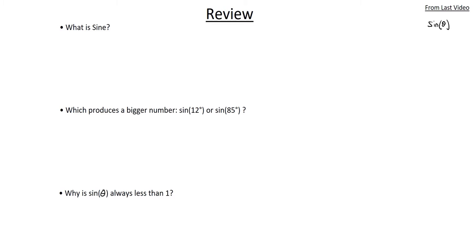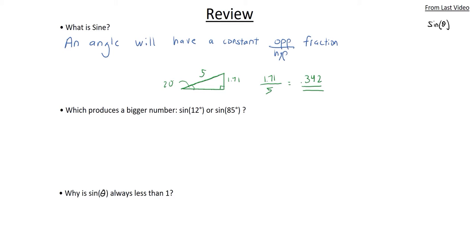Well, you might say something like this. Sine is the observation that an angle has a constant opposite over hypotenuse fraction. All that means is that the opposite side divided by the hypotenuse side of an angle such as 20 will always equal 0.342. So no matter how big the triangle is or how small your triangle is, as long as you're focusing on an angle of 20 degrees, your opposite divided by your hypotenuse will equal 0.342.